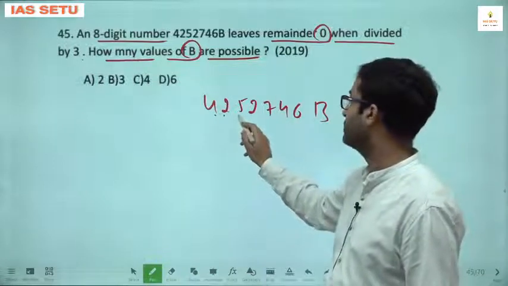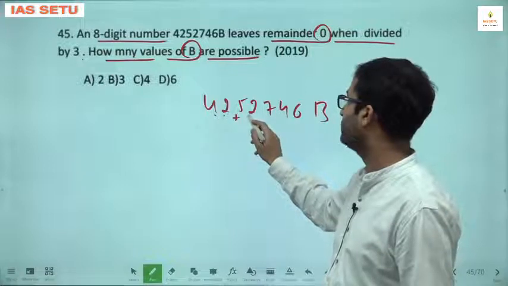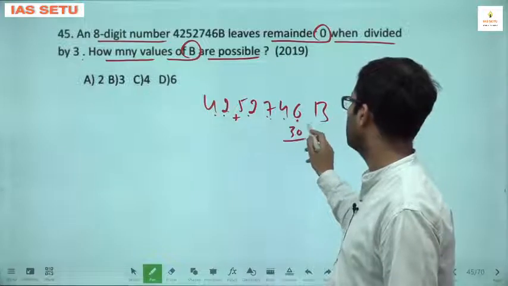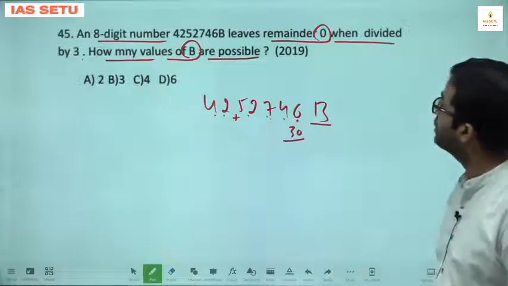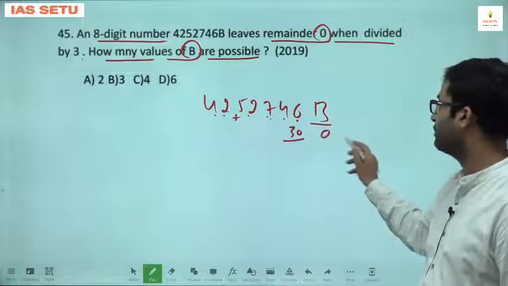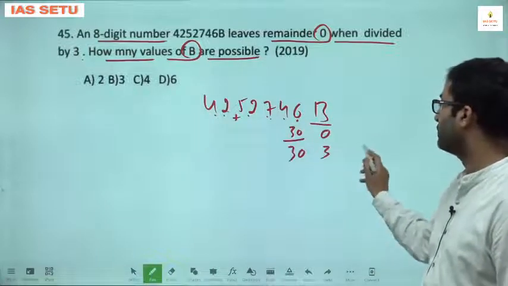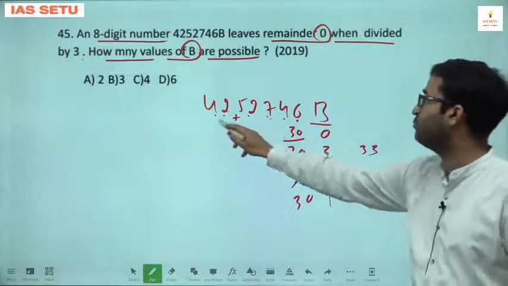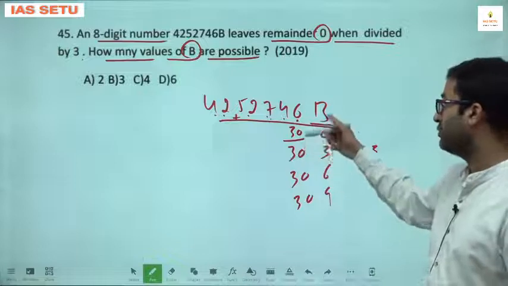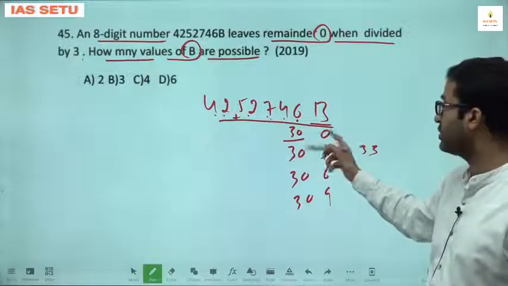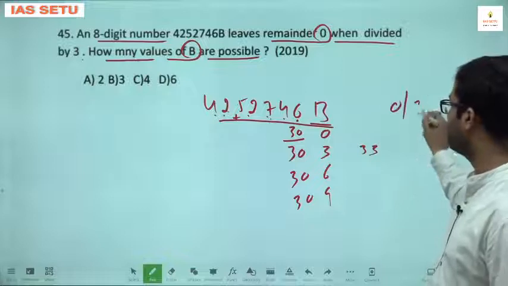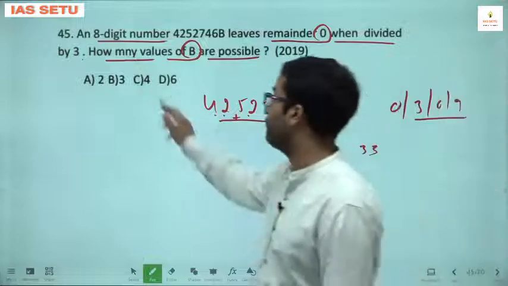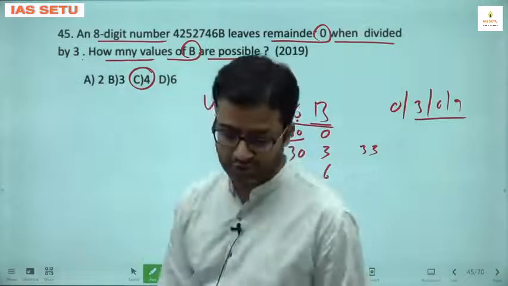4 plus 2 is 6, 6 plus 5 is 11, 13, 13 plus 7 is 20, 24, 24 plus 6 is 30. So here B can be 0 because 30 plus 0 is 30, B can be 3 giving 33, B can be 6, B can be 9, because the sum has to be divisible by 3. If B is 1, it becomes 31, so it is not divisible by 3. So B can be 0, 3, 6, or 9. So how many different values of B are possible? We have 4 different values possible: 0, 3, 6, 9.